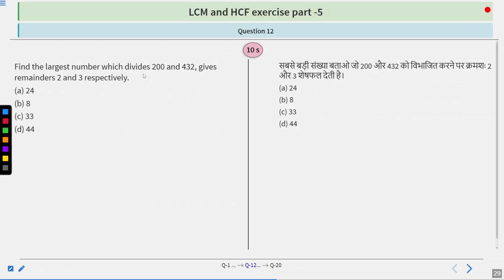Find the largest number which divides 200 and 432, giving remainders 2 and 3 respectively, and options are 24, 8, 33 and 44. These are the options.